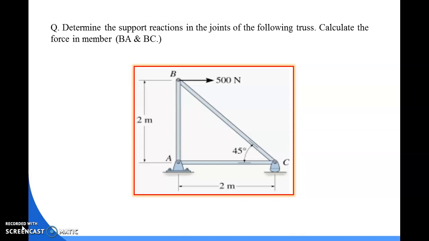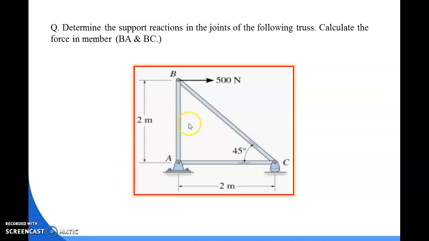So here is your question. Determine the support reactions in the joints of the following truss and calculate the force in members BA and BC.